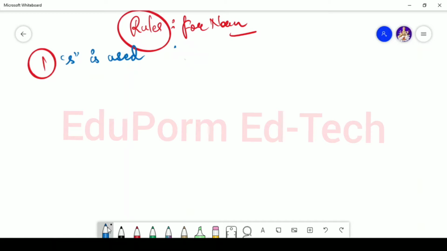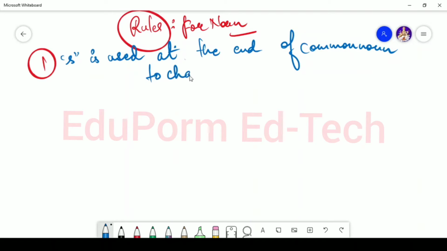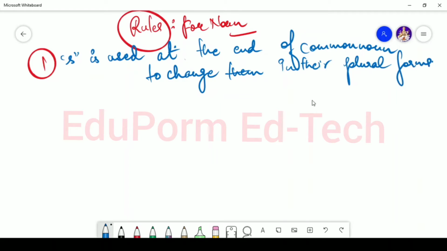S is used at the end of common noun to change them in their plural forms. Okay? So whenever you are trying to change the common noun into their plural forms, what you do is you use S.